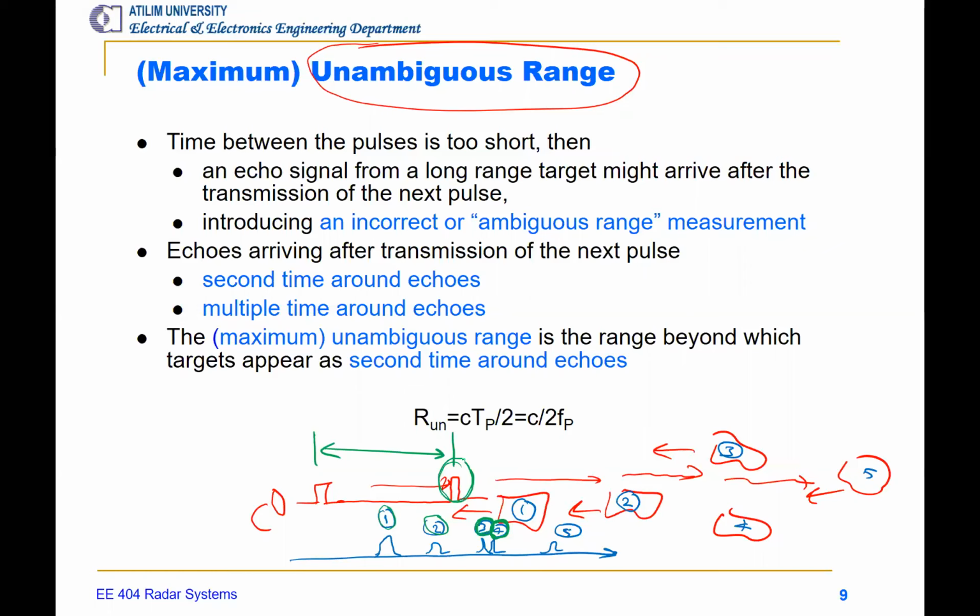If I have second, third, or fourth time echo signals, then there is going to be ambiguity. And unambiguous range is defined simply as the speed of light times pulse repetition interval divided by 2. So that's the equation that we defined in the beginning, actually. That equation is the unambiguous range equation. Beyond this range, there will be ambiguity.